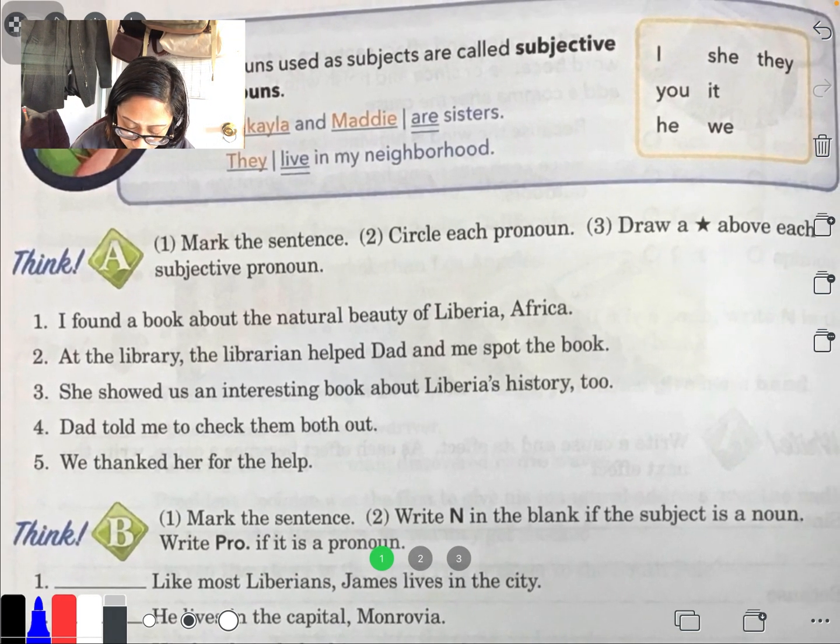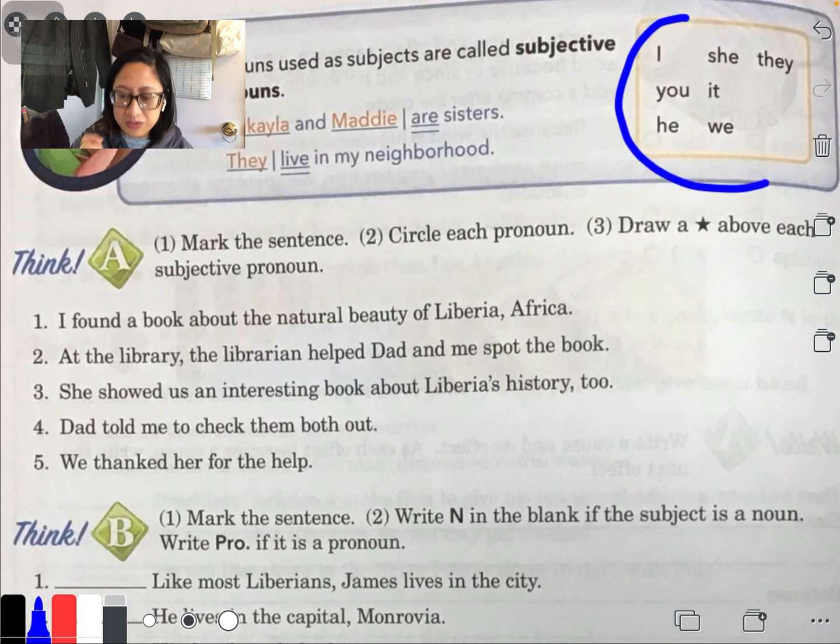So look at number one. Mark the sentence. Okay, so meaning find the verb, okay, and find the subject. Circle the pronouns and draw a star above the pronouns that are subjective. So if you see any of these pronouns, draw a star on top.